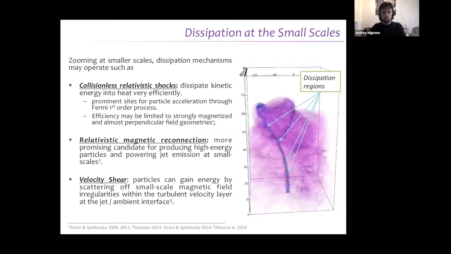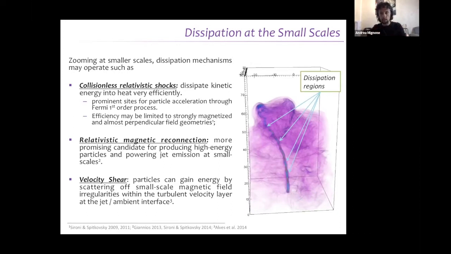Now, let's talk about dissipation. If we zoom in, dissipation occurs on a small scale. It is not a large scale process, it is a small scale process. From theory, you can actually find three main acceleration, or dissipation, sites. One is collisionless relativistic shocks, which are able to dissipate kinetic energy into heat very efficiently. These are prominent sites to accelerate particles through the Fermi first order process. However, their efficiency may be limited to strongly magnetized cases and to those shocks where the magnetic field is aligned with the propagation of the shock.